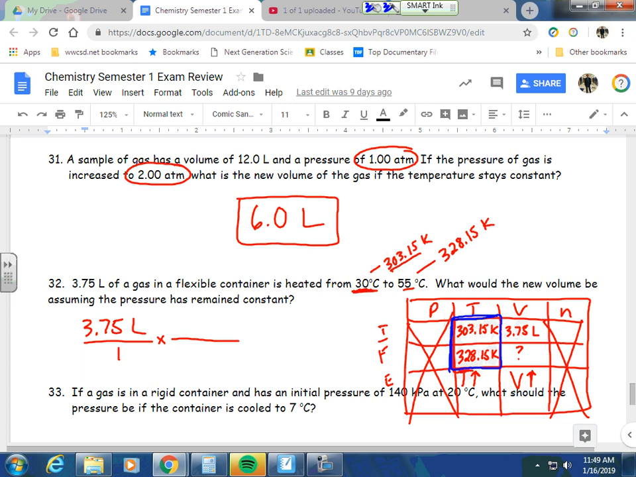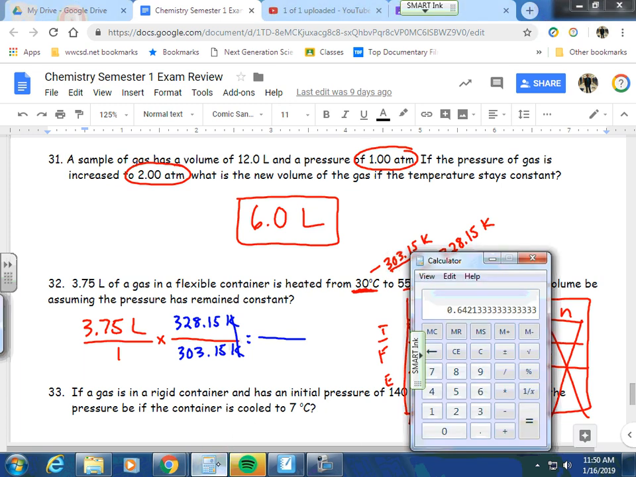So I'm going to put the 328.15 Kelvin on top, and I'm going to put the 303.15 Kelvin on the bottom. So the Kelvins cancel, and now we can calculate a top answer and a bottom answer, and then divide. So on top, I'm going to have 3.75 times 328.15. And that comes out to be 1230. I'm just going to leave it. I'll put it as 1231.